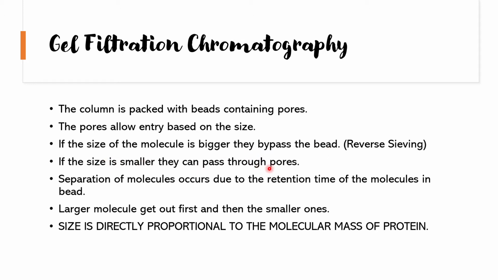So what happens in normal sieving? As we sieve, the bigger molecule gets trapped on the sieving tool and the smaller molecule gets eluted first. But in gel filtration chromatography, the larger molecule elutes first and afterwards the smaller molecule. The separation occurs due to the retention time of the molecule in the bead. Here the size we refer to is directly proportional to the mass of the protein. The protein that we use is the globular protein, not the fibrous one. Why we don't use the fibrous one will come in the upcoming slides.